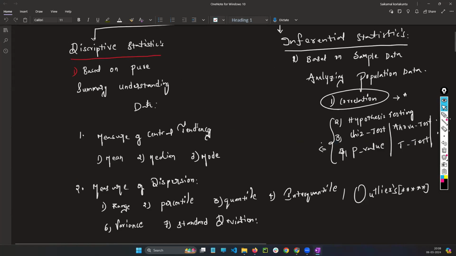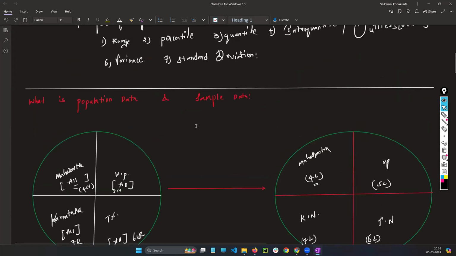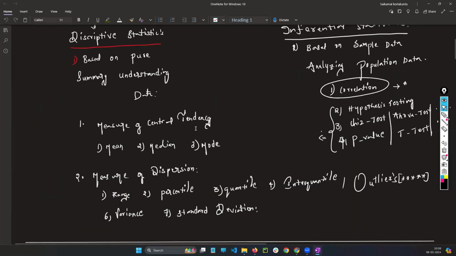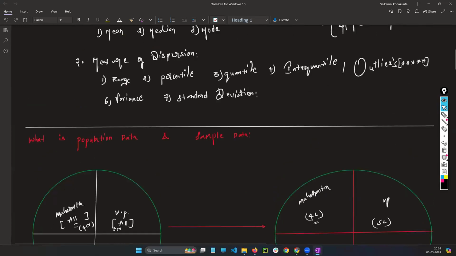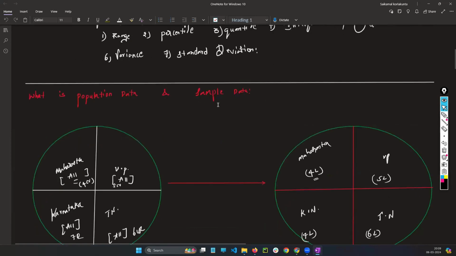Okay, guys. So where are we? We completed sample data, population data, mean, median, mode. We completed the range. We completed the percentile and quantile. So these things are completed, right, everyone? Now I will be telling you about the outliers concept along with the interquartile range. Very, very important. Then we will see the variance and standard deviation also.